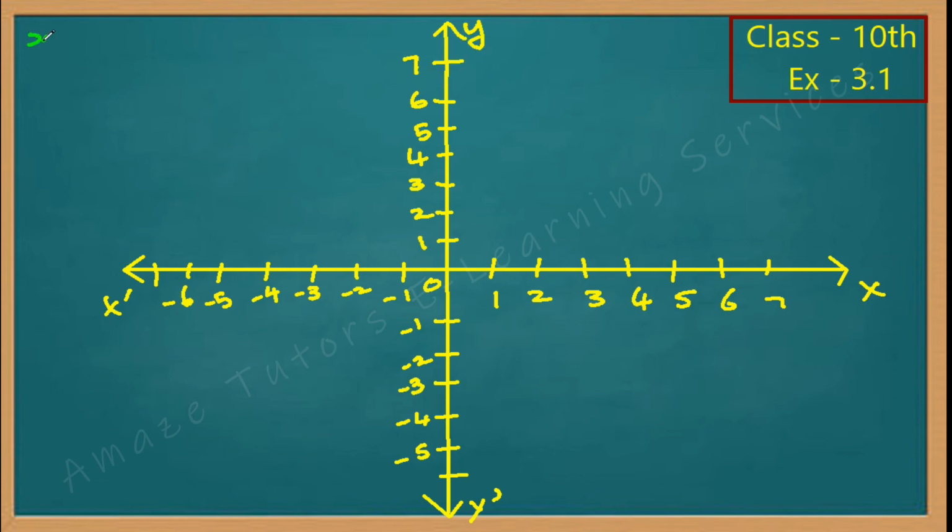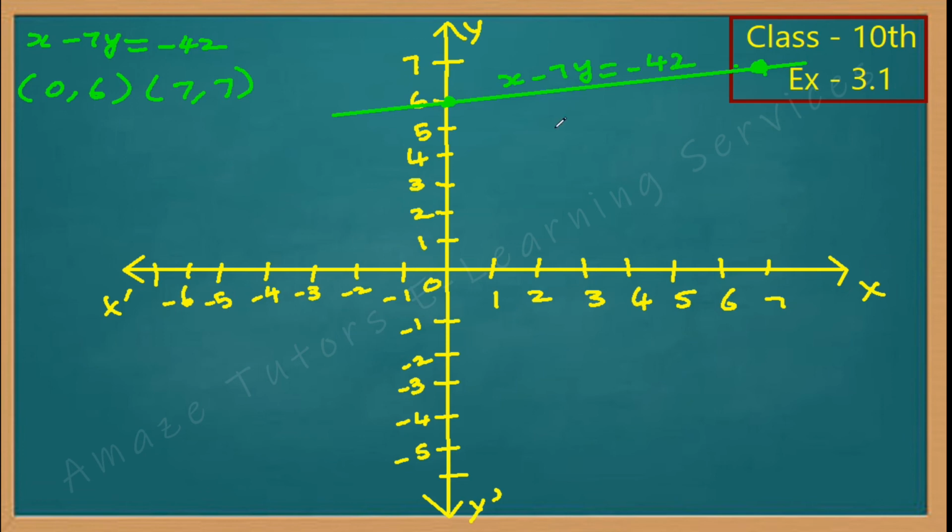Let me take the first equation and the coordinates. This was the first equation and the coordinates were 0, 6, 7, 7. I'm going to plot them. 0, 6 is here. 7, comma 7. As you know, this is how we will plot. You already know the coordinate geometry. 7, 7 here. I need to join them. This is the first equation. After graphing the line, please write the respective equation above or below the line, which is a must.